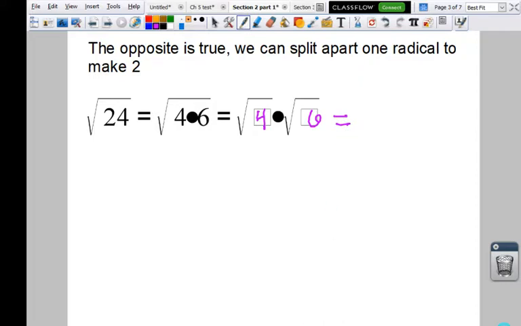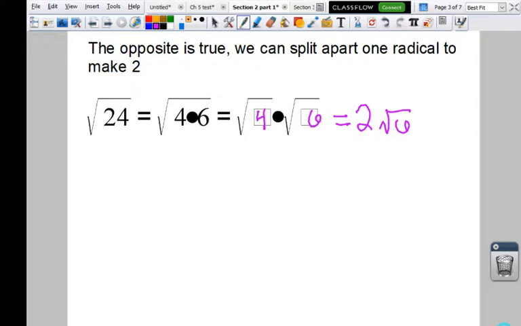Look at those two square roots. What's the square root of 4? 2. The reason we do this is because it helps simplify. The square root of 4 is 2, and the square root of 6 is a decimal, so I'm just going to leave it as 2 square root of 6.